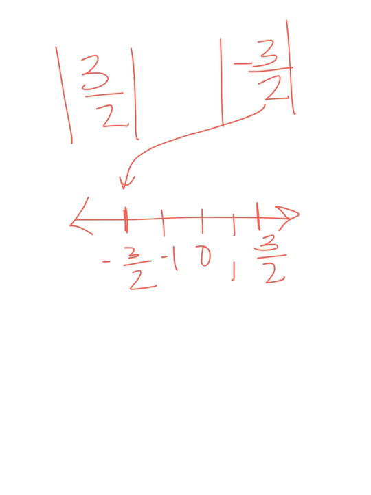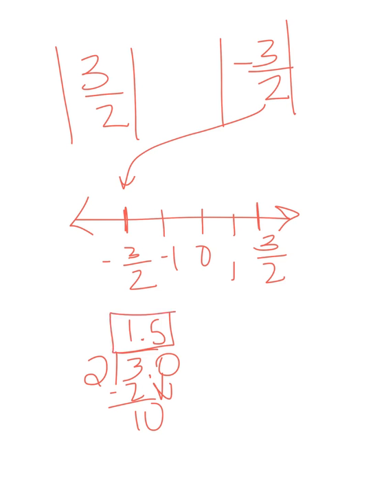If you work this out, 2 divided into 3 is 1. Subtract the 1, bring the decimal. 2 goes into 10 5 times. So that's how I know it's 1.5. I converted the fraction into a decimal. That's how I know. Quickly.